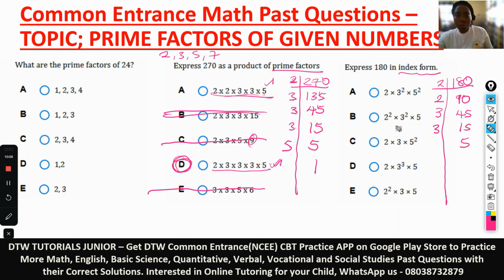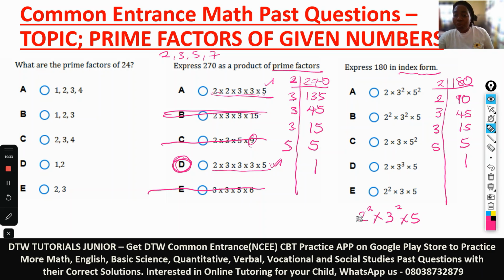And what else can go? Which prime number? It will be 5. And 5 in 5 is 1. So you are left with what? 2 times 2, 3 times 3. So you write it out like this. You have 2 in 2 places, so you put 2 raised to power 2. You have 3. How many 3's? You have 2. So you have 3 raised to power 2. Then times 5. So this is what index form means, in power form.